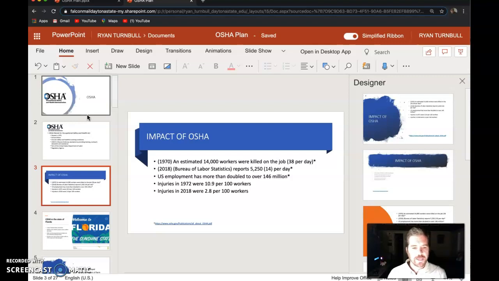Injuries in 1972 were about 11% for the workforce. So again, pretty staggering. And then injuries in 2018 were just below 3%. So we really see some improvements there.